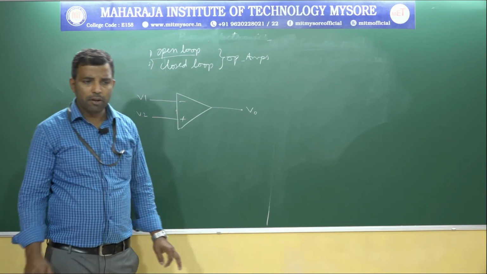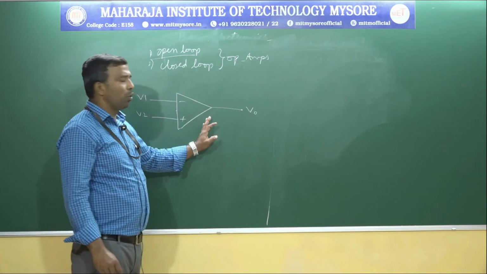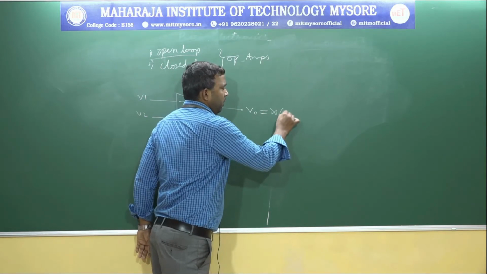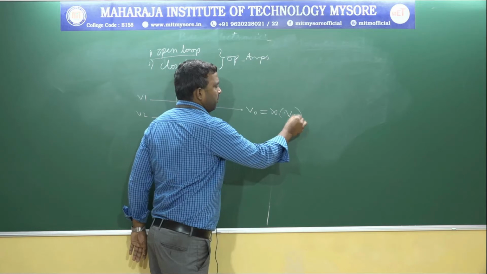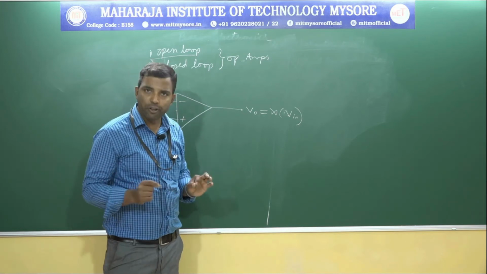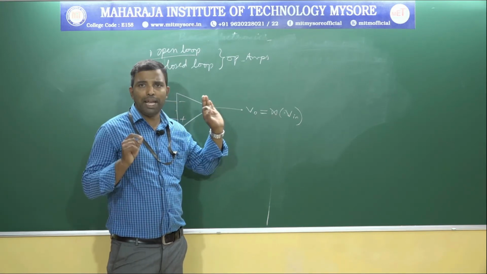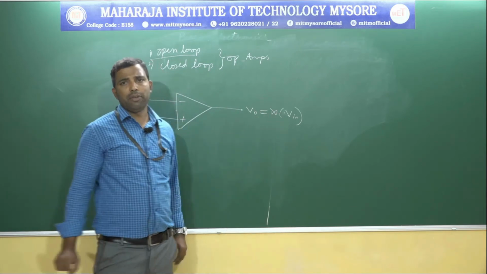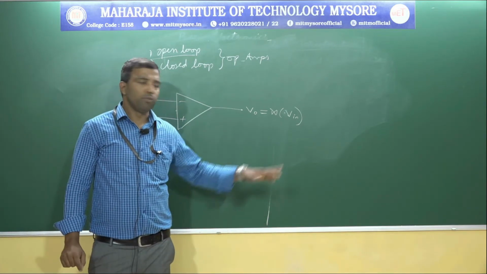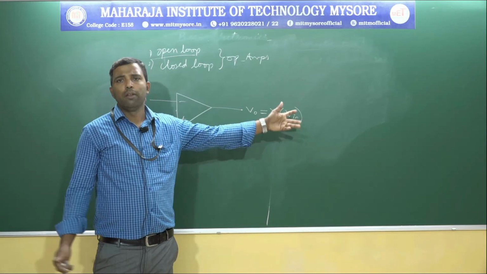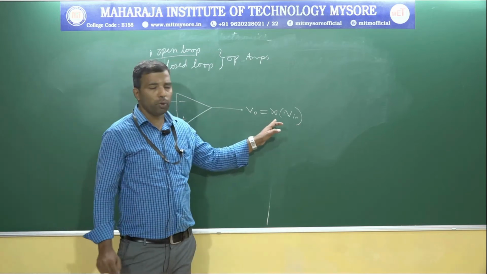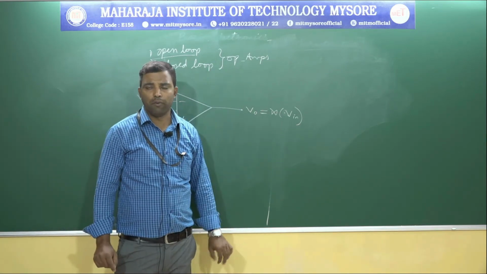In this case, the open loop gain of the system, the output voltage, is infinity times the input voltage, Vi. These are the two input voltages. In open loop operation, the voltage gain is infinity. If you apply 1 volt of input, infinity times 1 volt gives infinite voltage. In order to avoid this, we go for the closed loop configuration.